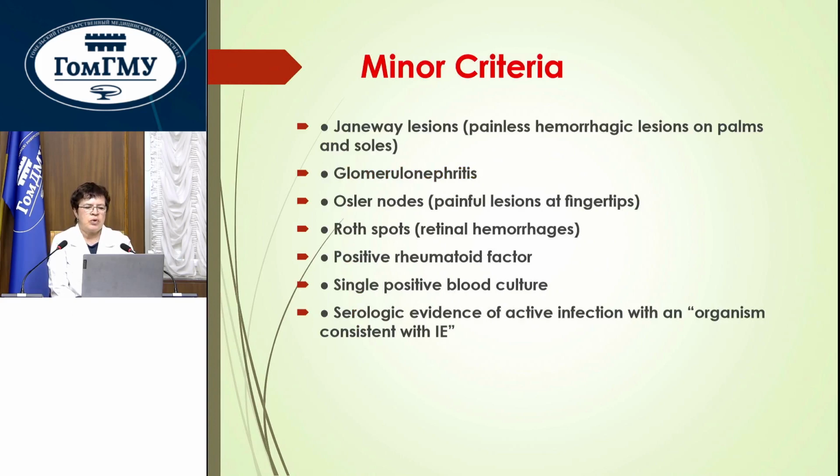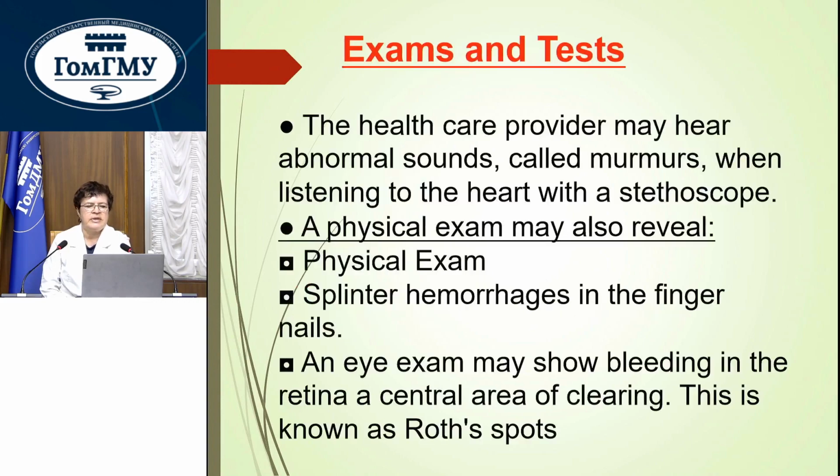Minor criteria also are Janeway lesions, glomerulonephritis, Osler nodes, painful lesions at fingertips, Roth spots, retinal hemorrhages, positive rheumatoid factor, single positive blood culture, serologic evidence of active infection with an organism consistent with infective endocarditis.